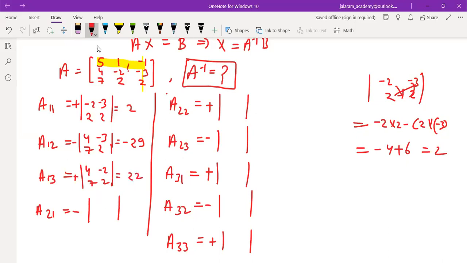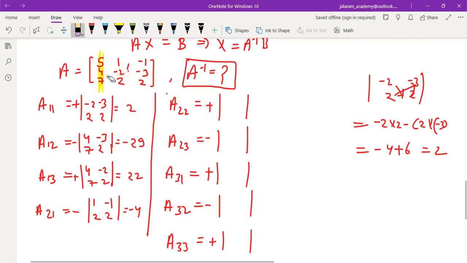Next is obtained when we delete second row, first column. Second row, first column. So the remaining is 1, minus 1, 2, 2. So it is 2 plus 2, 4, and will be multiplied by minus. So 2 plus 2, 4, when multiplied by minus, gives minus 4.